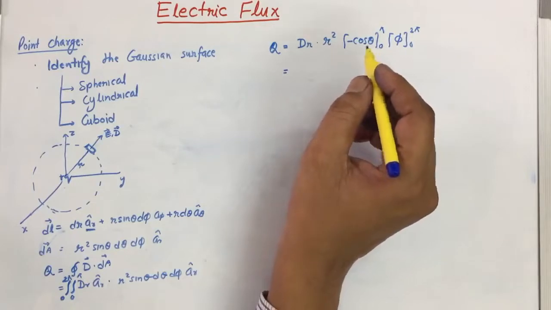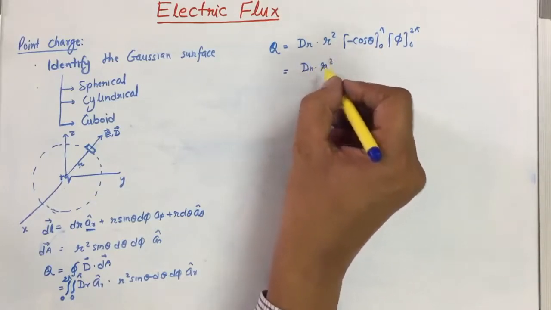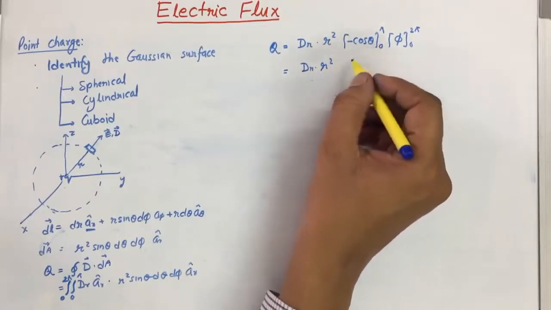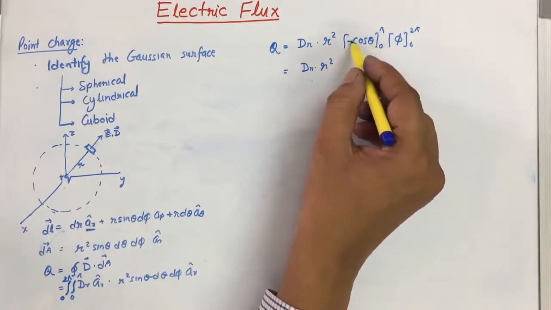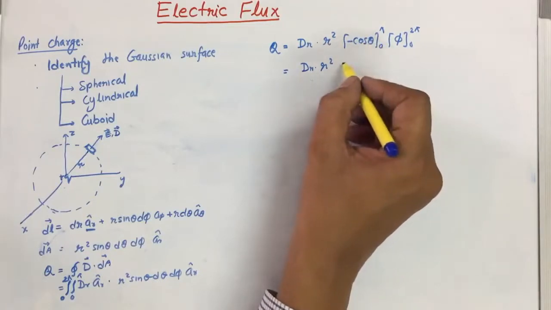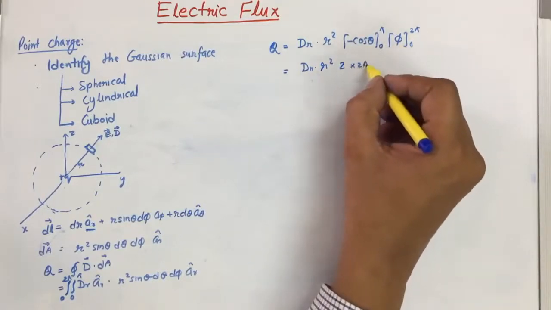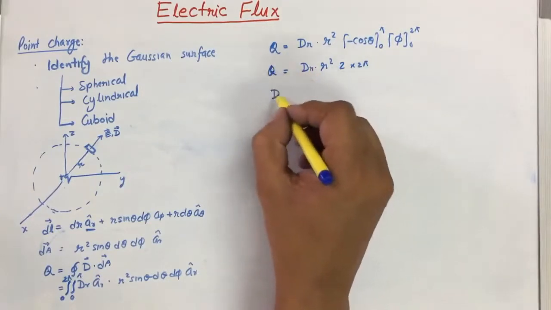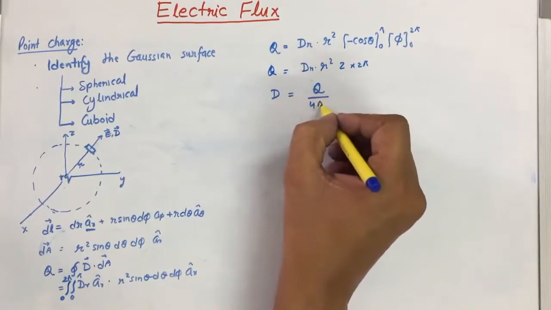From there we can say it is equal to D r square times cos pi minus 1, minus 0. So minus 1, it should be plus, no, minus times minus 1 minus 1. So it should be minus times minus 2, it should be 2. It should be 2 pi minus 0. So in this way Q is this, and if we find D, then we can say Q by 4 pi r square.